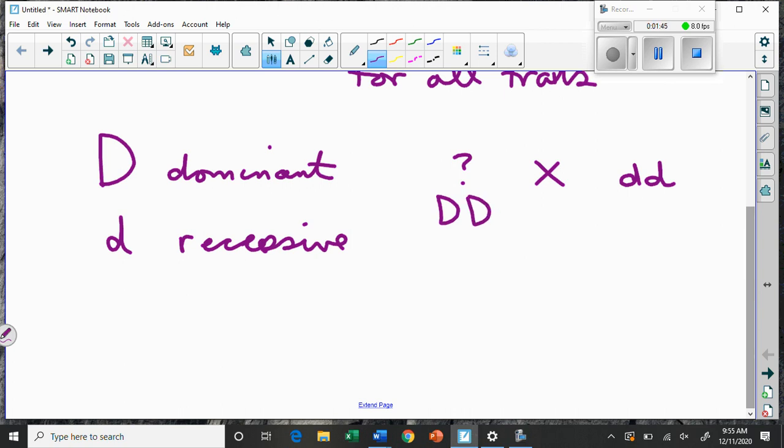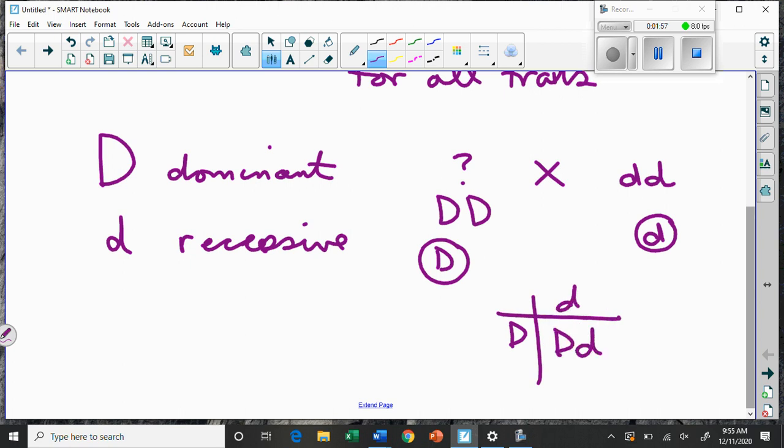If we do that, the gametes are a big D and a little d from each of the parents. So we can simply cross a big D and a little d. It's an easy cross. All of the babies will end up like this. If we say this was dark hair, they would all have dark fur or dark hair.